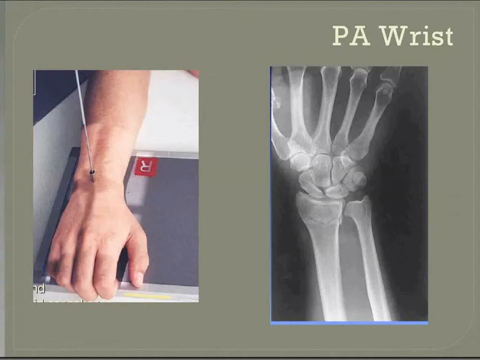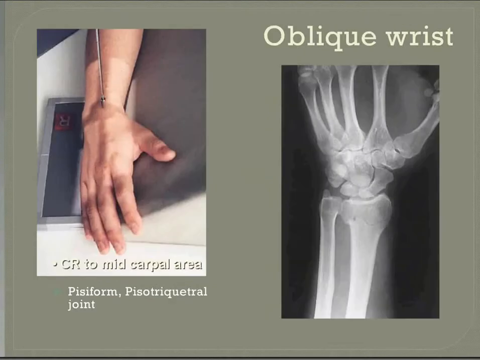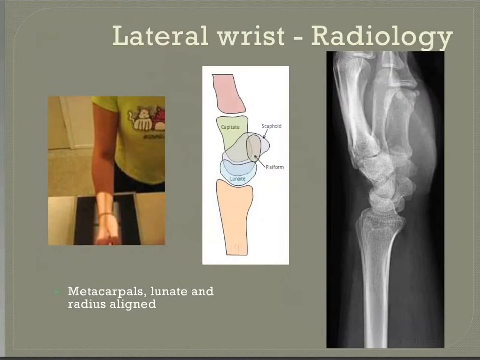And an oblique view, from my reading, was to look more at the pisiform, but I'm not sure, and it's centered at the carpal, at the mid-carpal area. But then the lateral wrist is something that's discussed between orthopaedics and radiology a fair bit.